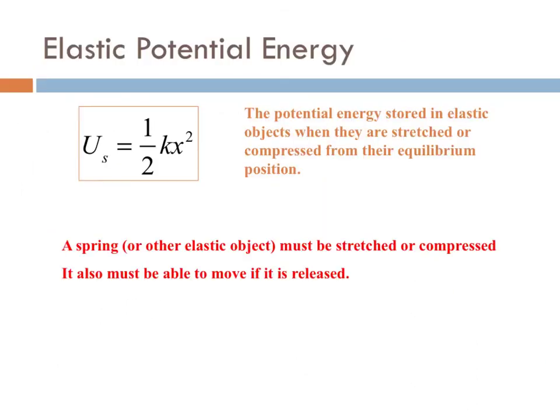So now looking at elastic potential energy. The potential energy stored in elastic objects when they are stretched or compressed from their equilibrium position. Now there's two very important conditions for this. A spring or other elastic object must be stretched or compressed. That's where our x value comes in. But it also must be able to move if it is released, and we'll see an example of that in a second.